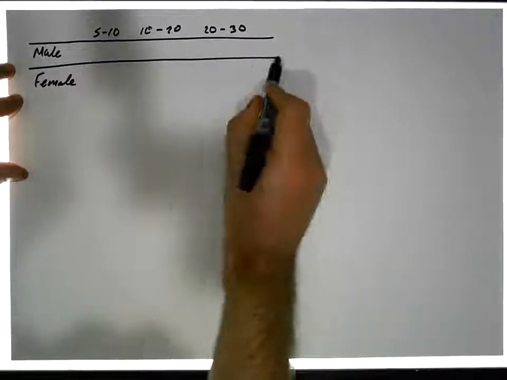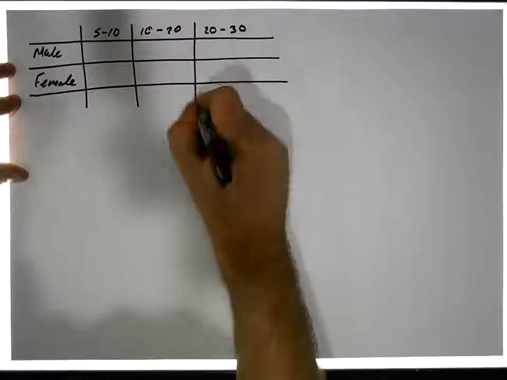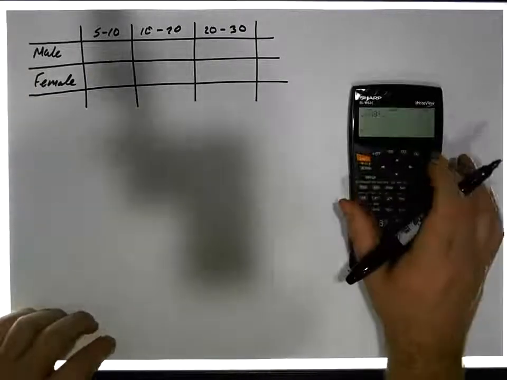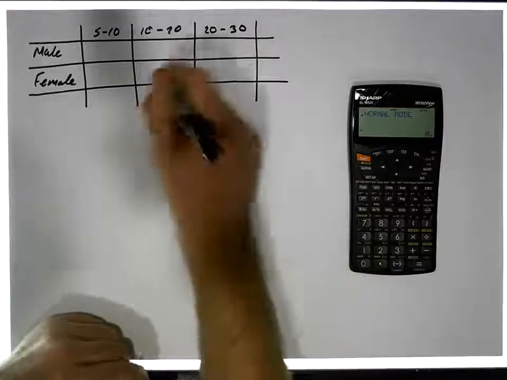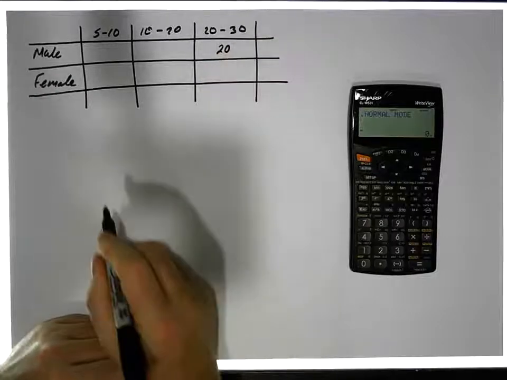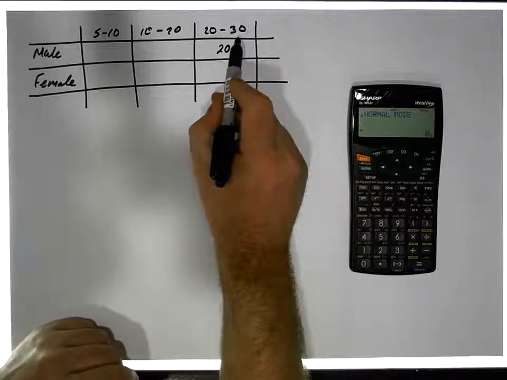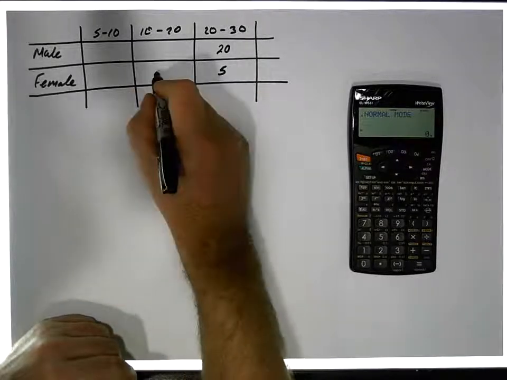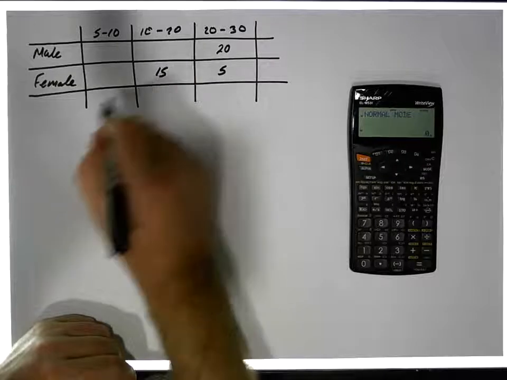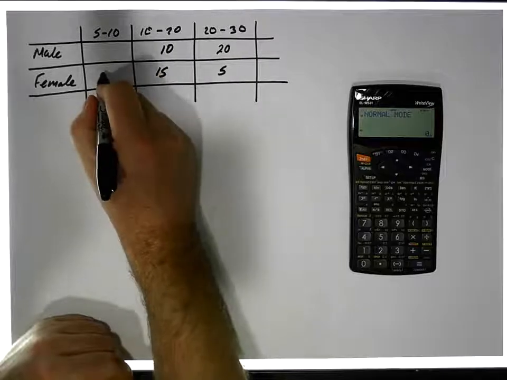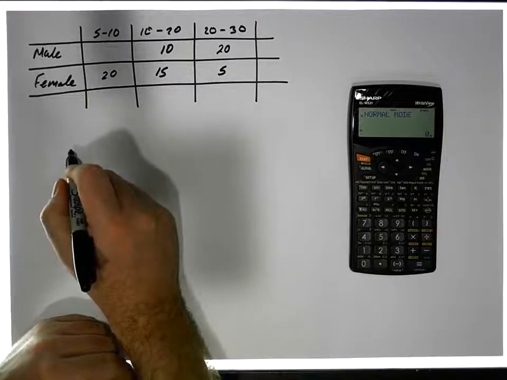What we want to figure out, and I have some evidence here. What I've done is I've gone off and I've observed a number of individuals. I don't know how many. Let me just make up some numbers. What I've observed is that there were, let's say, 20 males that earned between 20 and 30 euros an hour. With respect to the females, there were only, let's say, five in there. Let's say there were 15 females that earned between 10 and 20. Let's say there were 10 males, and let's say there were 20 females that earn between 5 and 10 euros an hour.